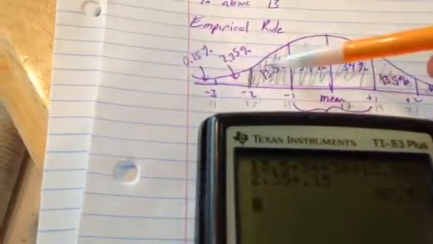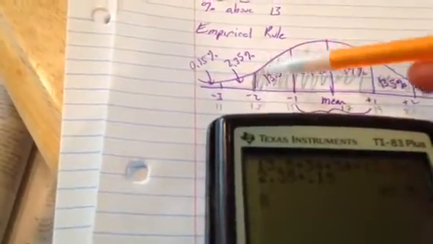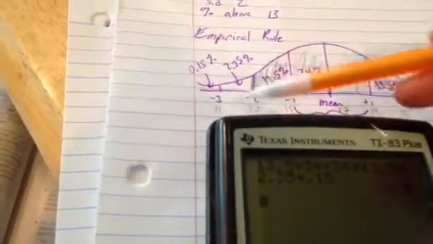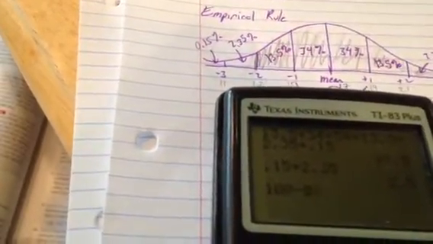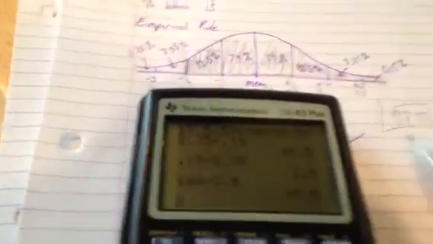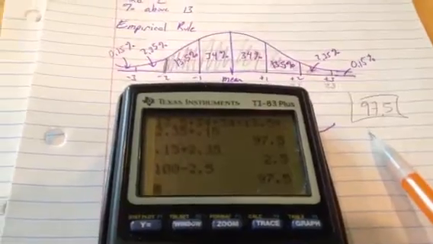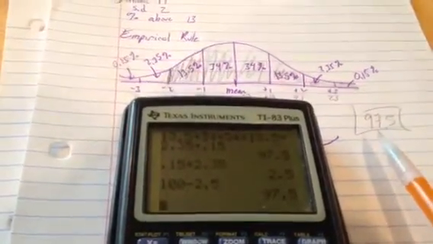I could also do, well, more than 13 is not less than 13, then I could add up that 0.15 plus the 2.35 from over here and say that 2.5% is in here, and if I do 100 minus 2.5, that also gives me the 97.5. So, hopefully that makes sense.